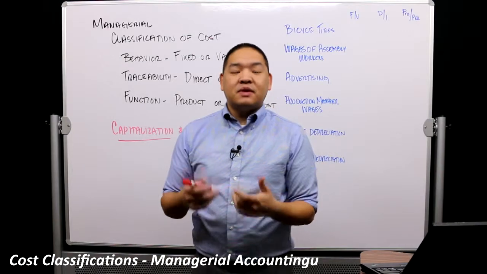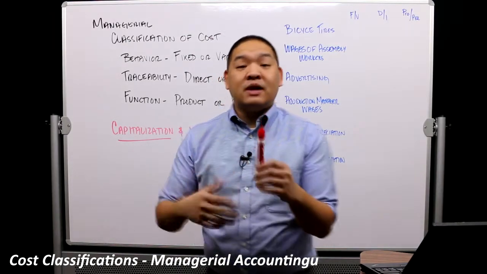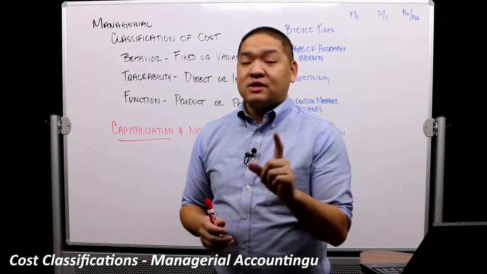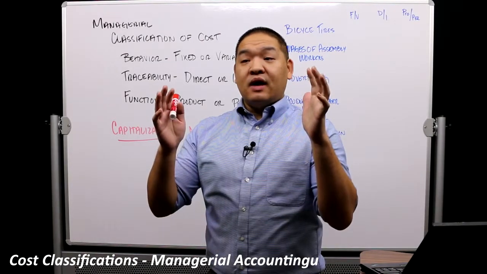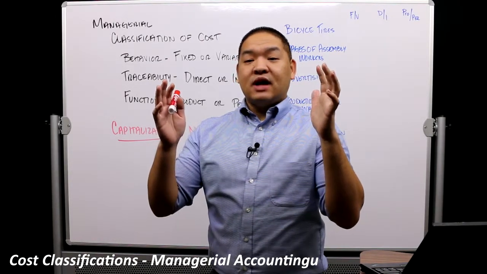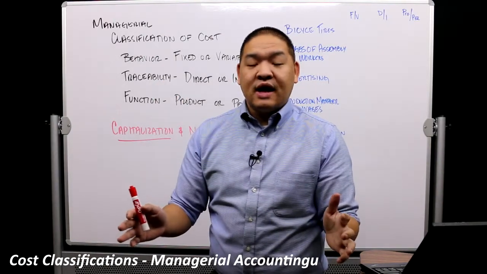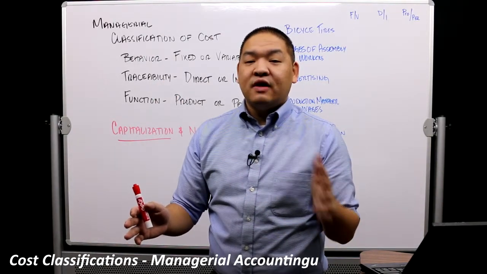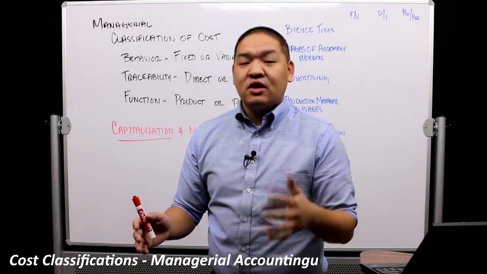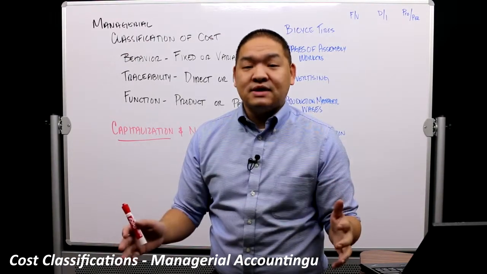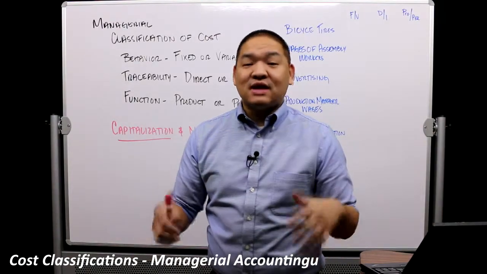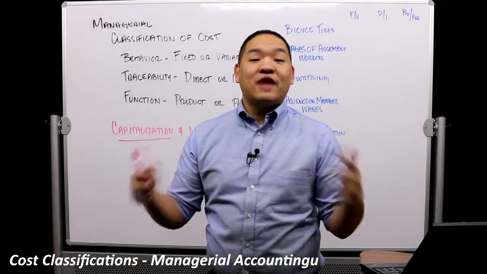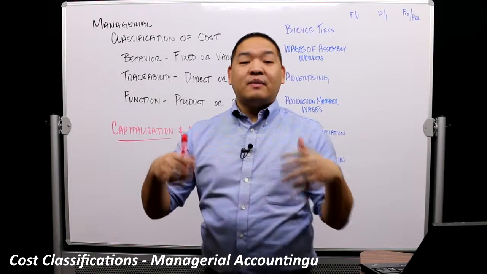So if it's variable in nature, it means that if I'm going to produce more, I'm going to need more. Well, we talked about within the relevant range. If I can produce 1,000,000 pens in my facility, I still am only going to incur $5,000 in rent expense. Whereas if I'm going to make 1,000,000 pens, I'm going to need 1,000,000 times 2 ounces, which is 2,000,000 ounces, times 10 cents, which is $200,000 worth of plastic.